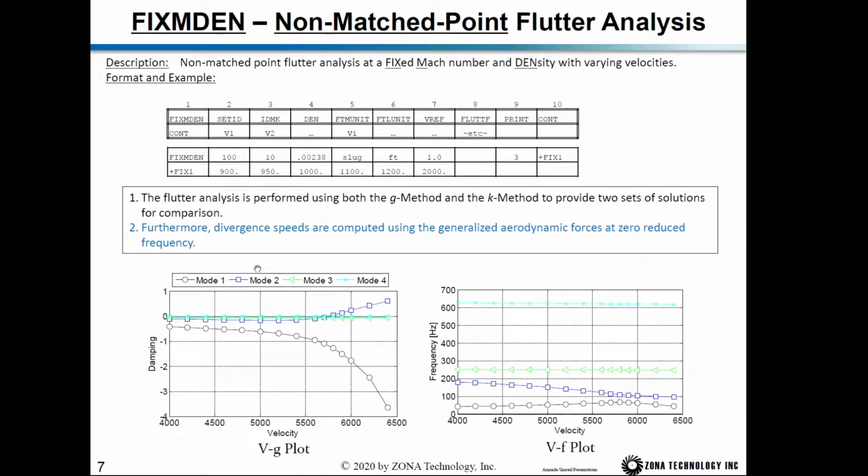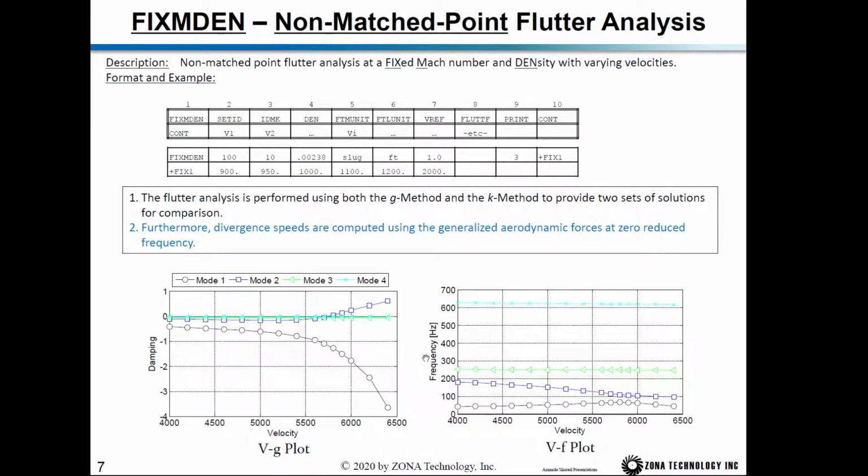Fixed M then is a non-match point flutter analysis. Usually, we use this card to perform flutter analysis for incompressible flow. So in the MKLZ card, the Mach number is 0. Then you give a density and you give a set of velocities. So you can plot damping with velocity and frequency with velocity.